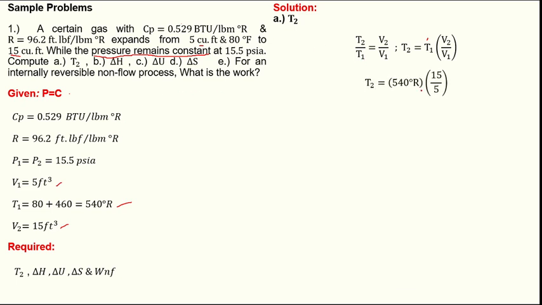So, T2 is equal to 540 degree Rankine times 15 cubic feet over 5 cubic feet. So, cancel lang yung cubic feet. Therefore, T2 mo is equal to 1,620 degree Rankine. So, since ang capital T yan na yung sagot, hindi mo na kailangan i-minus 460.